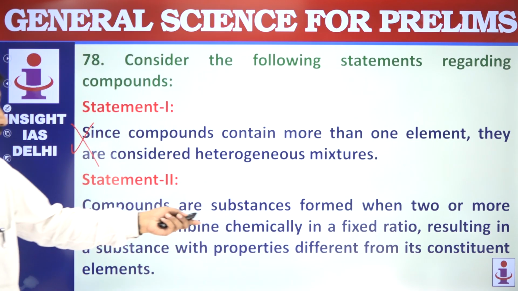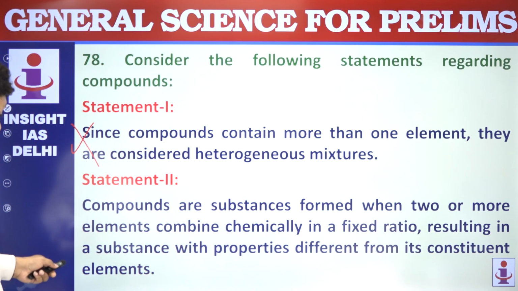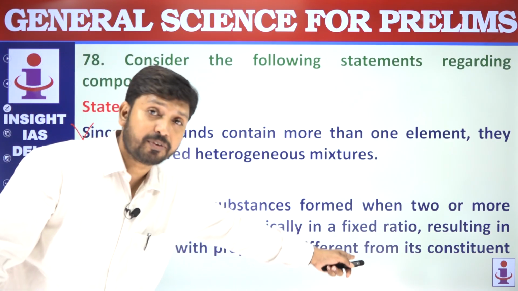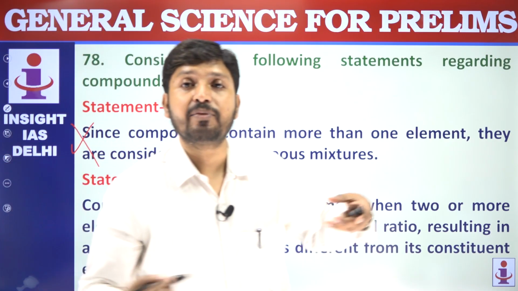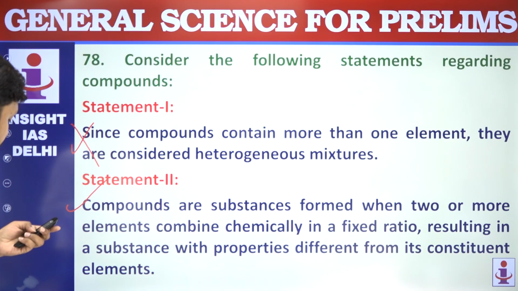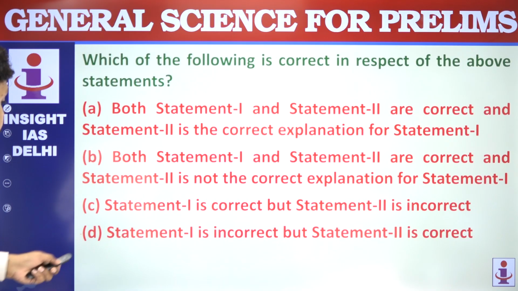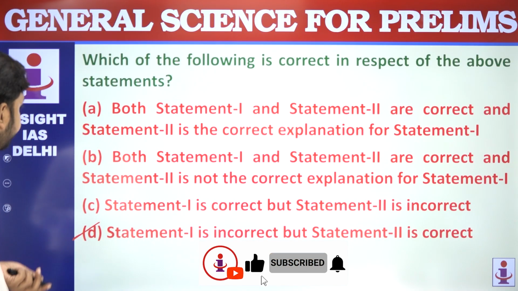And compounds are substances formed when two or more elements combine chemically in a fixed ratio, resulting in a substance with properties different from its constituent elements. Means the initial particles' properties will be different, the final product's properties will be a new one. So this is the right statement. So statement 1 is incorrect, statement 2 is correct. So our answer will be D.